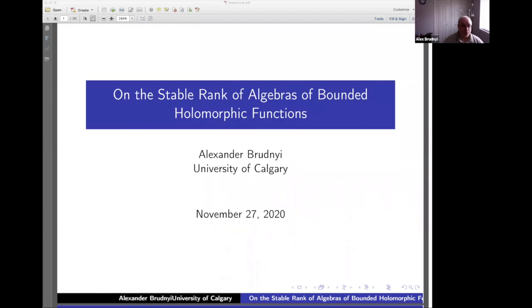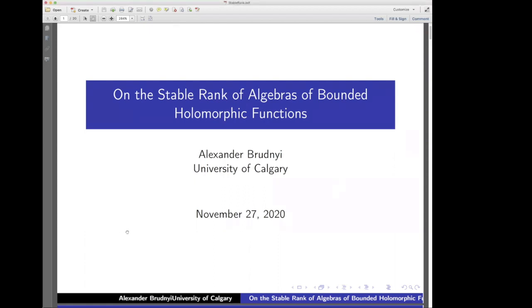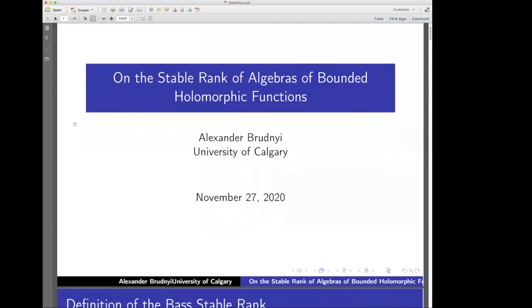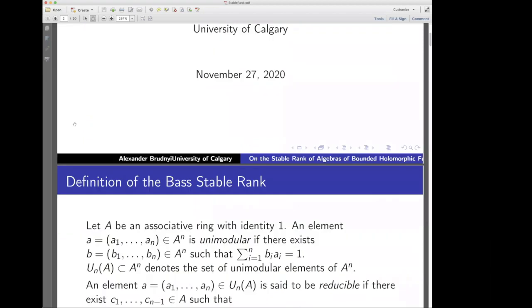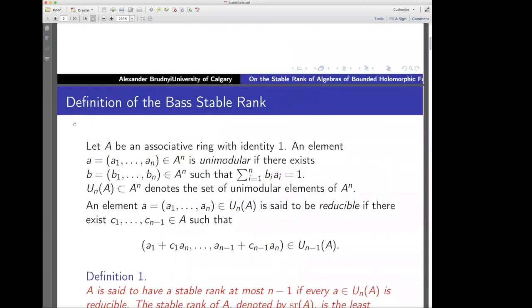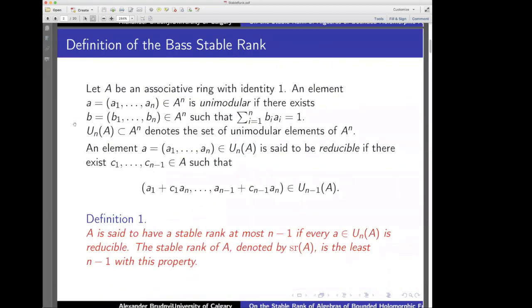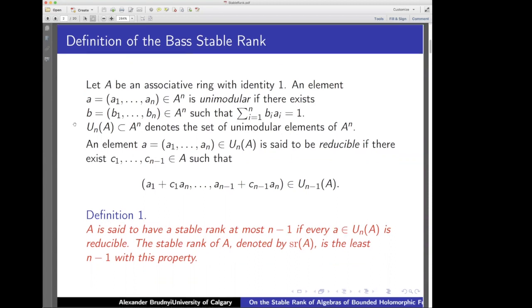So let us start here. First of all, I will give you some basic definitions. So what is this Bass stable rank? The Bass stable rank was introduced by Hyman Bass in the early 60s. And it can be defined as follows.